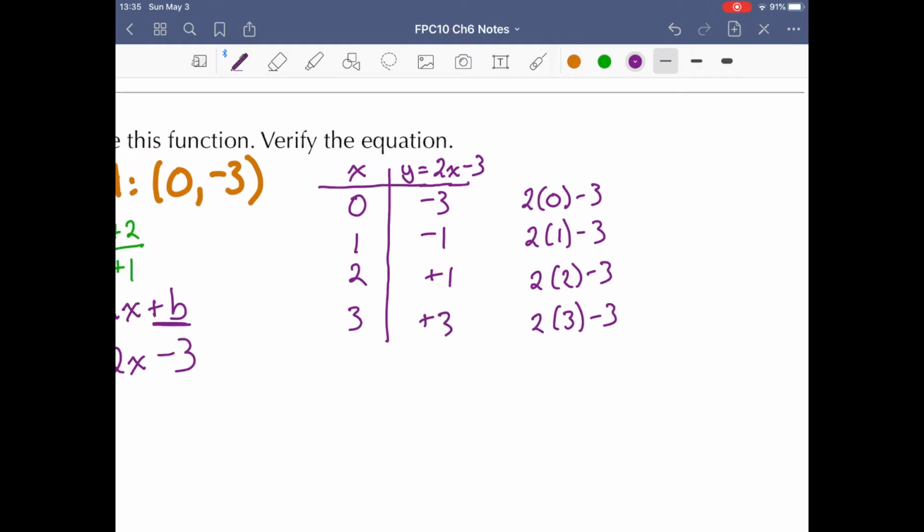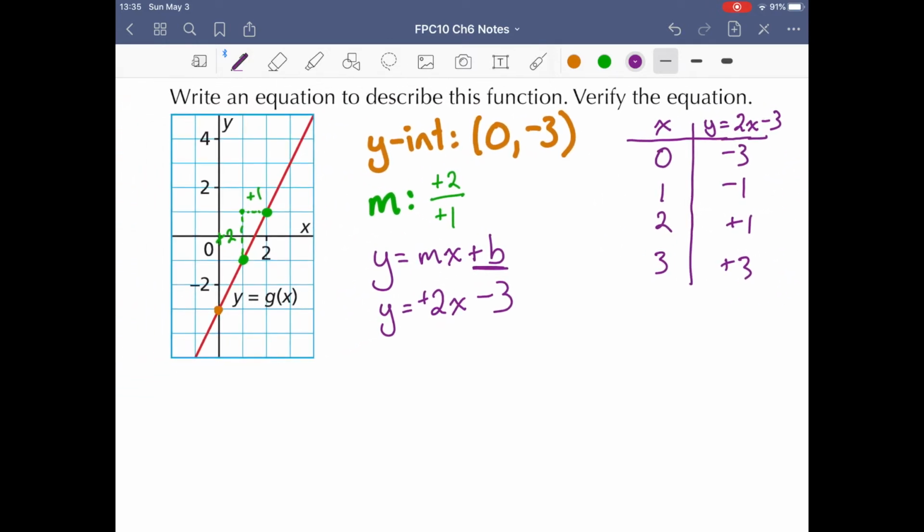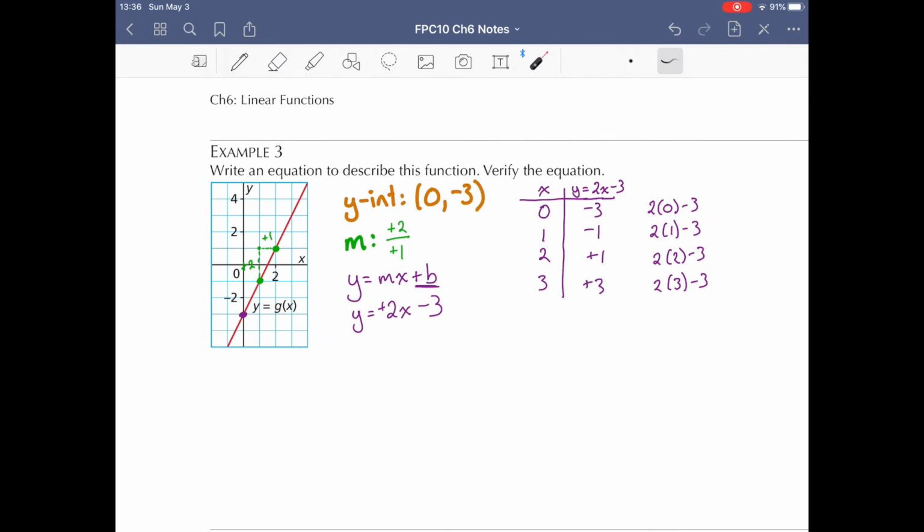Now let's check these points on our graph. Well, this is the point 0, minus 3 right here. That checks out. Now let's check out this point 1 and minus 1. That's 1 and minus 1 right there. Now let's check out the point 2 and plus 1. That's the point 2 and plus 1. 3 and plus 3, point 3, plus 3, right there. We've verified our equation. The table of values given by our equation matches our graph. So that's how you take a graph and turn it into an equation.